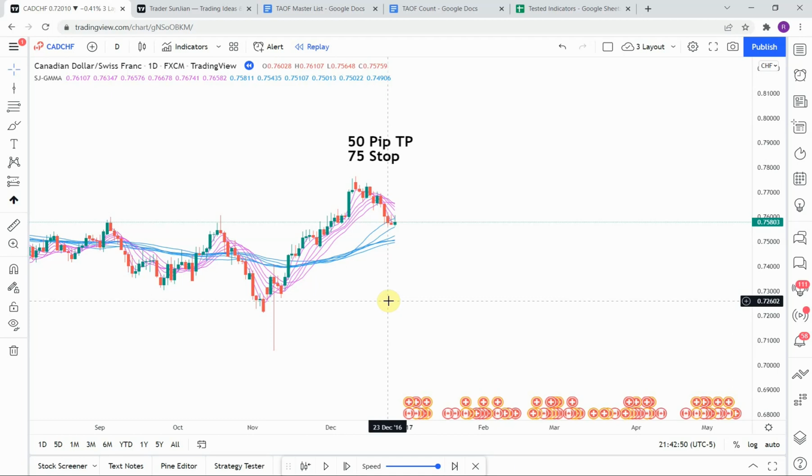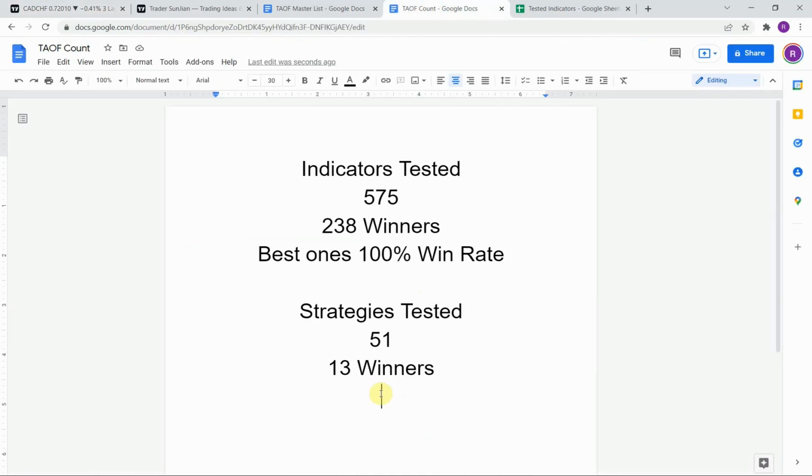Alright, as I said, today we will be testing the Guppy multiple moving average. Before we do though, I wanted to put the testing scoreboard up for everyone to see. So to date, we have tested a total of 51 different strategies, with 13 of them being profitable. We've also tested a total of 575 indicators, with 238 of them being winners. The best ones so far were able to achieve a 100% win rate. Now you need to go back and watch those videos to understand the context of how they were able to achieve that. So go back and watch those videos and see what you can get out of those winning indicators. And keep in mind that we test all these strategies and indicators on the Forex market, but they can be applied to just about any market universally.